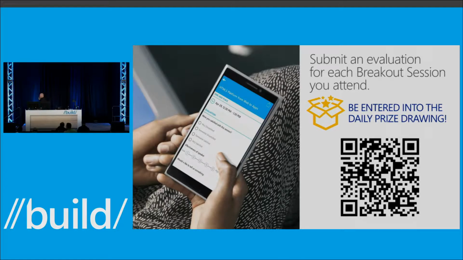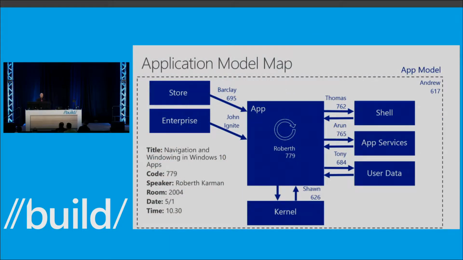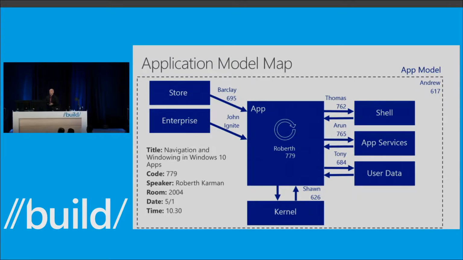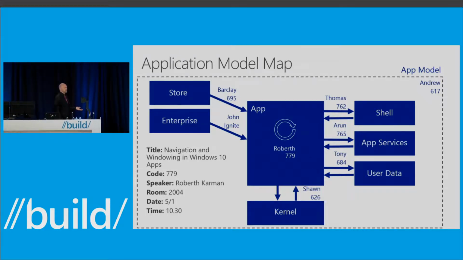And navigation and windowing fits into a part of our platform or our company called the application model. And the application model is basically the core components and interfaces, services that you come to expect for our universal platform. It's things like how you get installed, toasts, tiles, how you launch applications, or how other applications launch you.